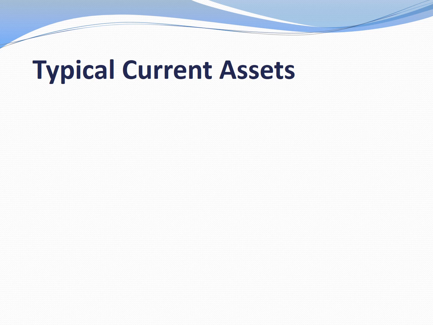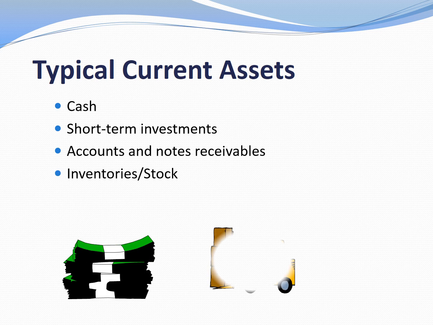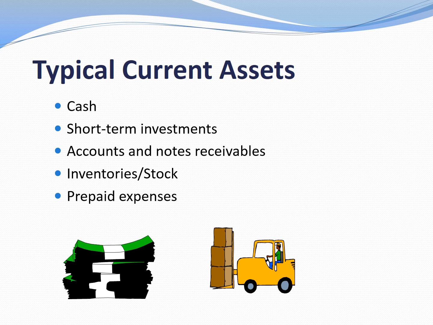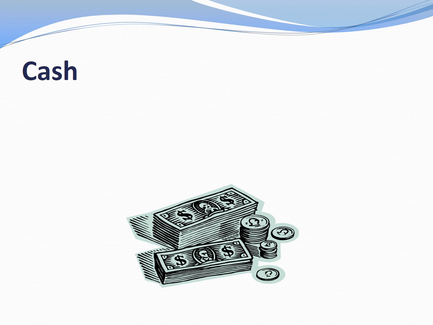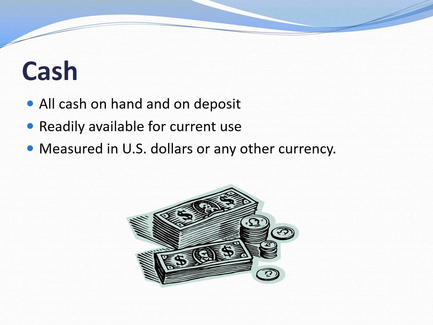Current assets typically include categories such as cash, short-term investments, accounts receivable, prepaid expenses, and inventory. Cash assets are assets consisting of cash and items readily convertible to cash. They are all cash on hand and on deposit, and which are readily available for current use. It is measured in US dollars or any other currency.